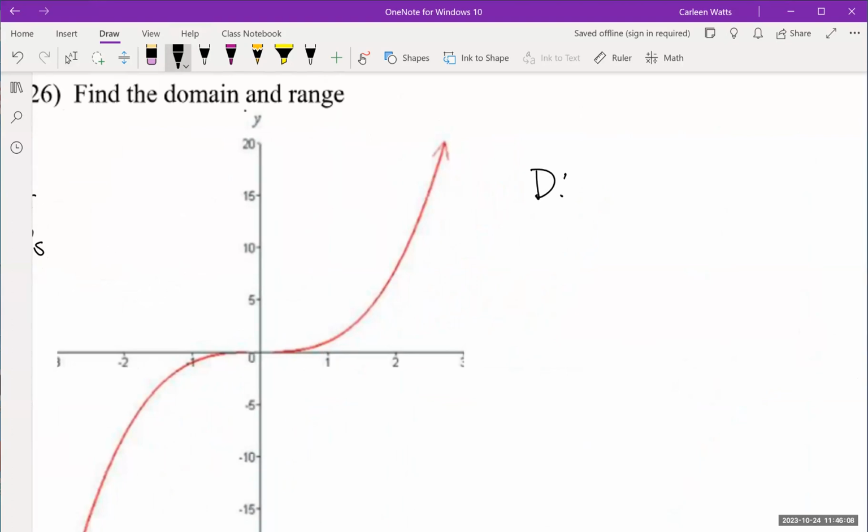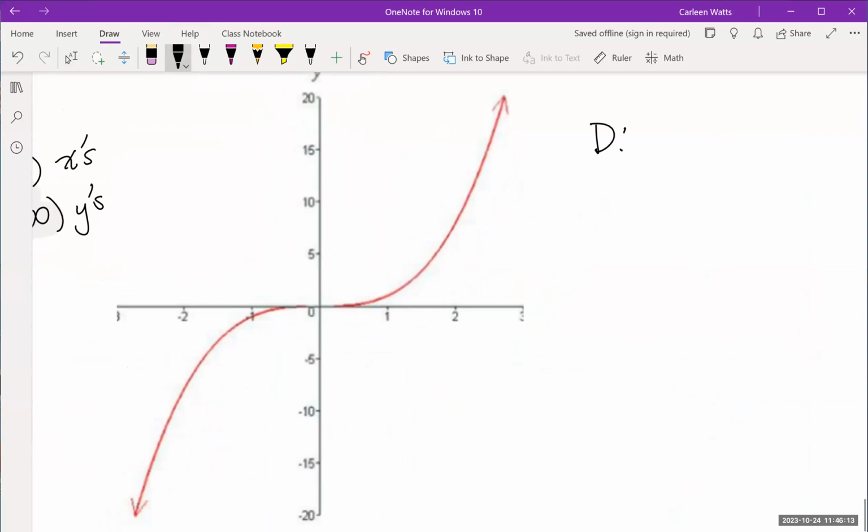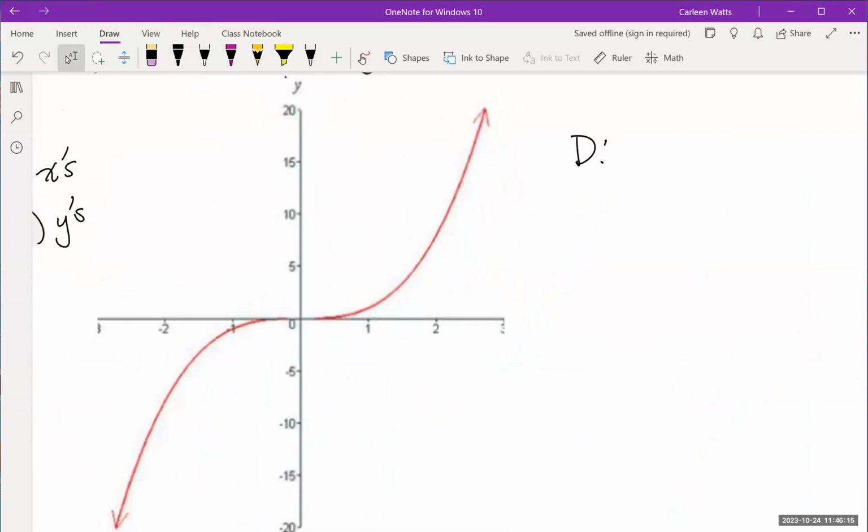For the cubic, the domain, look at those arrows. Can I put a boundary on the X's, or does it keep going wider and wider? Okay, negative infinity to positive infinity. And the range, negative infinity to positive infinity.